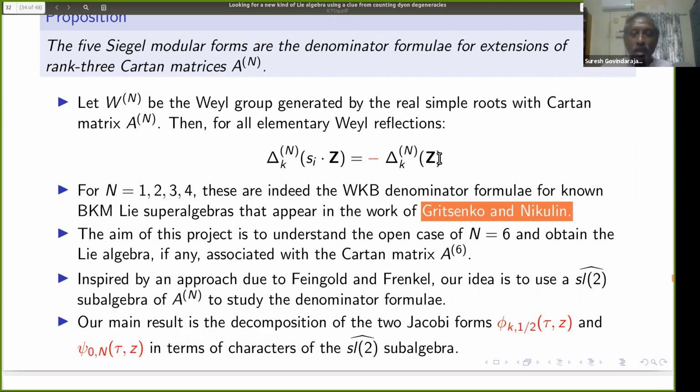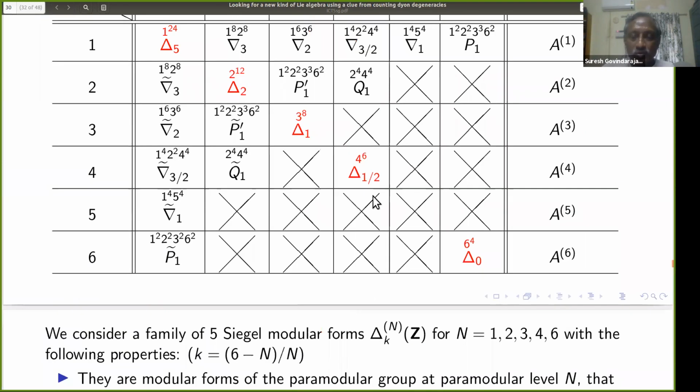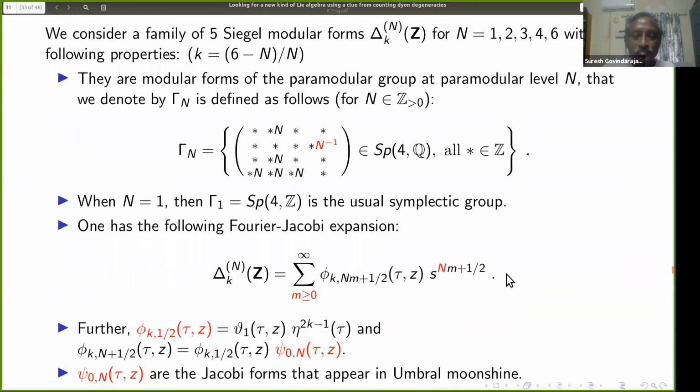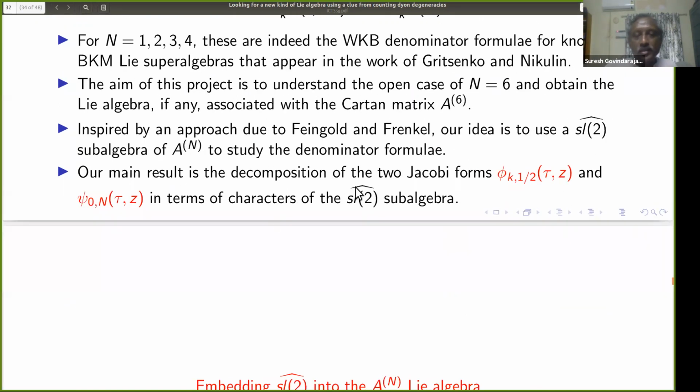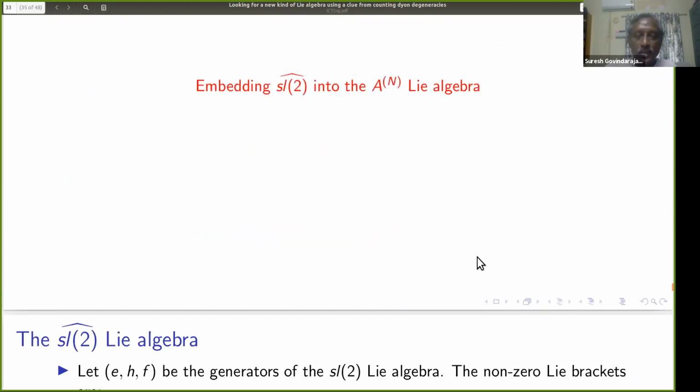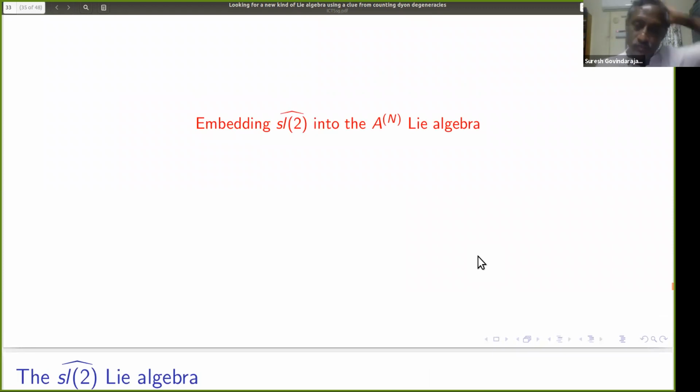Okay. And our aim is to understand n equal to 5 and 6, but here in this example, sadly, there is nothing known for 5. And so this is what we wanted to do. What we did is we wanted to use an SL2 hat subalgebra to study this denominator formula. Our main result is a decomposition of the two Jacobi forms in terms of characters of the SL2 hat. Actually, phi k half, the wrong statement. Phi k half is just the Weyl denominator formula for a Borcherds extension of SL2 hat, and psi 0n, we will do this too. So how much time do I have?